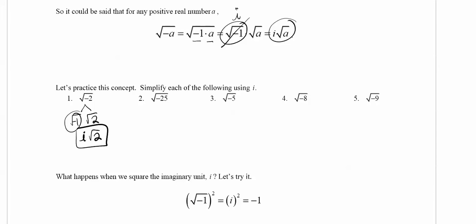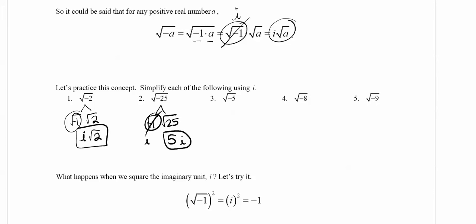What happens if it's a negative perfect square? We have the square root of -1 times the square root of 25. The square root of 25 gives us 5, and the square root of -1 gives us i, so 5 times i is my final answer.